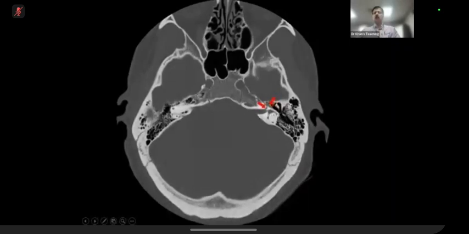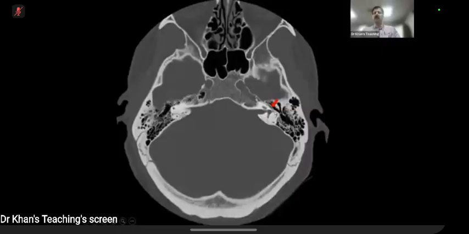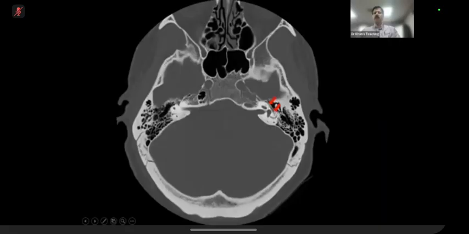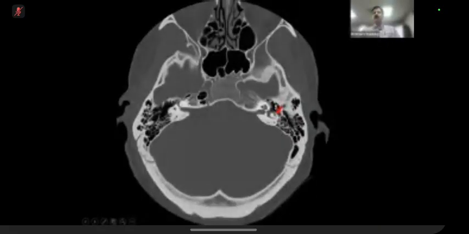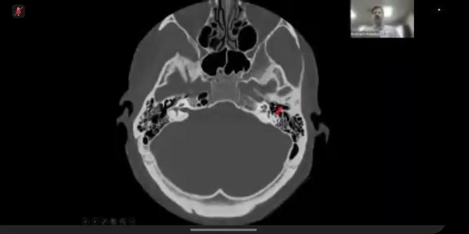So coming back to landmark is this lateral semicircular canal. And the tympanic portion, it passes inferior to that. We will see it very well on a coronal section. Now we are going inferiorly.